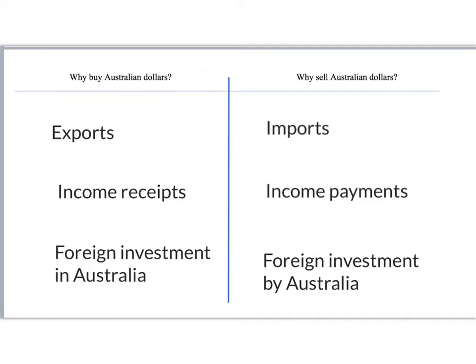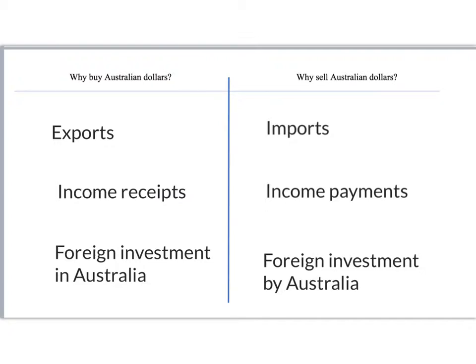Just a reminder, there are three reasons why people would want to buy Australian dollars. First, they want to buy Australian goods or services. That's exports from Australia. Secondly, they need to buy some Australian dollars to send some income, like a dividend, to a person in Australia. That's income receipts for Australia. Thirdly, they need to buy some Australian dollars to invest in Australia, buy some shares in an Australian company, or buy some other asset like an Australian government bond. That's foreign investment in Australia.